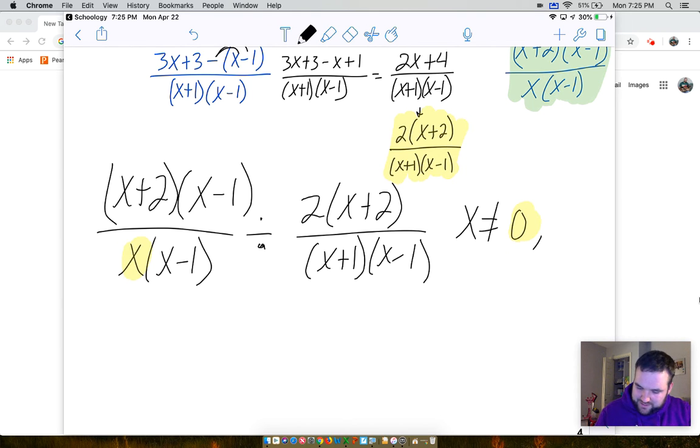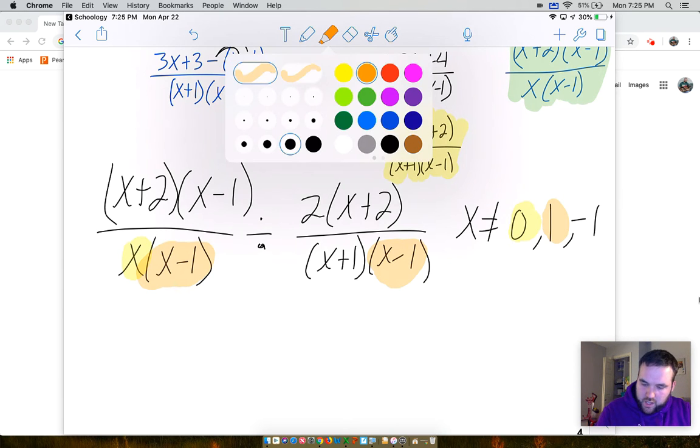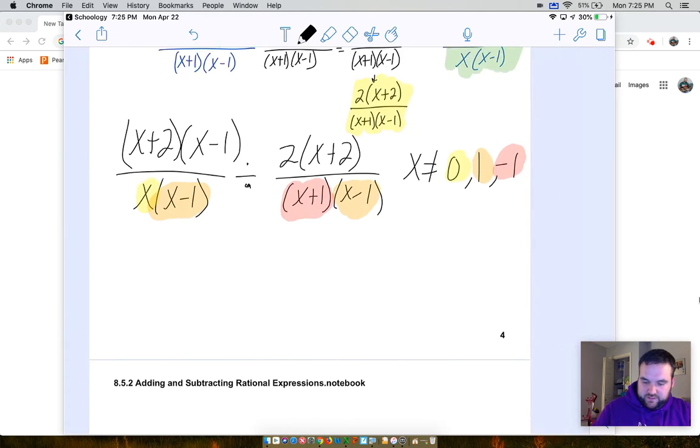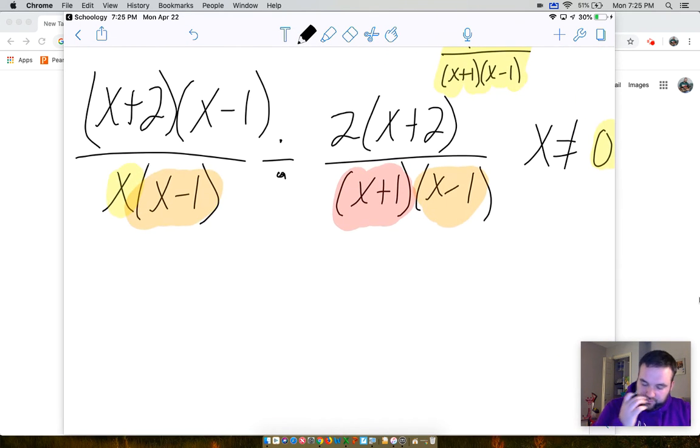X cannot be positive 1 because of these. And then x also cannot be negative 1 because of that. Okay. And we will add to this list in just a second. So I'm going to go ahead and flip the second fraction. So x plus 2 times x minus 1.